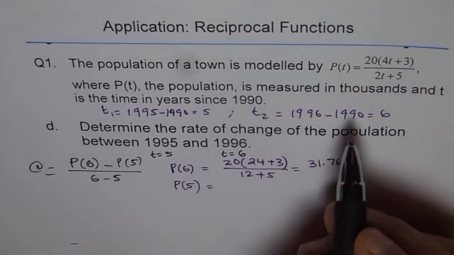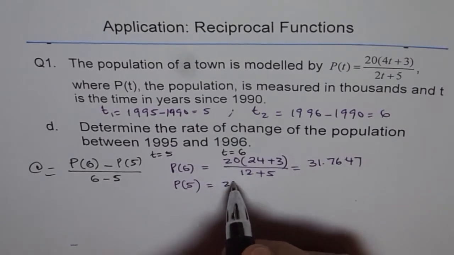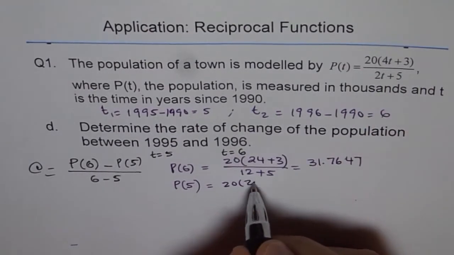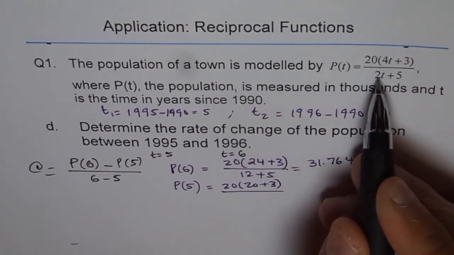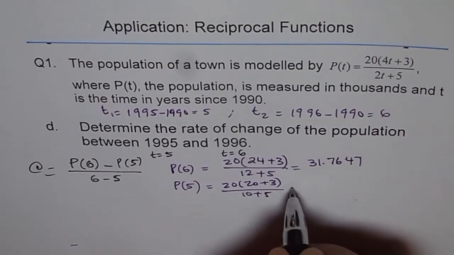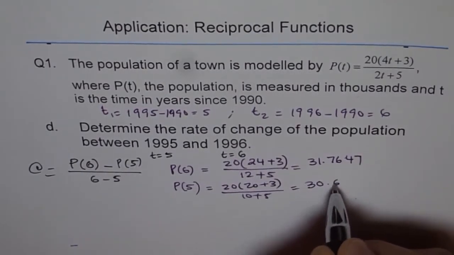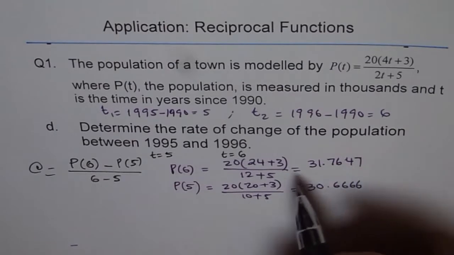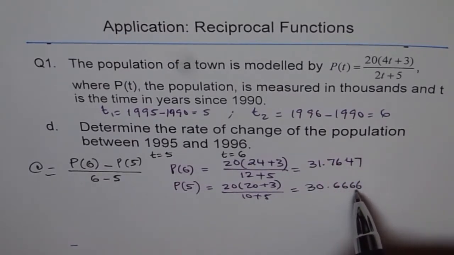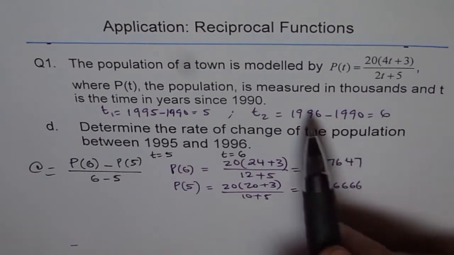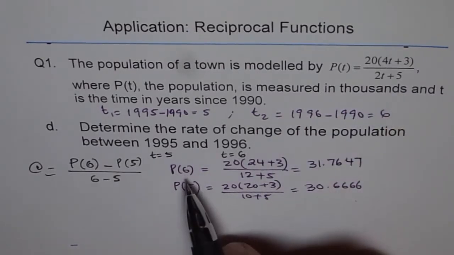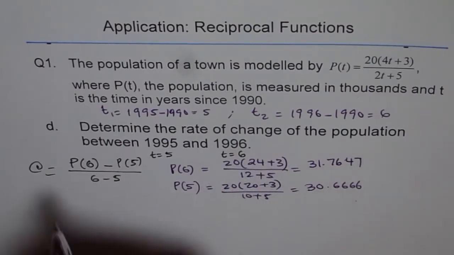Now for 5, I can write 5 there and then calculate. So we get 20 times (4 times 5 is 20, plus 3) divided by (5 times 2 is 10, plus 5). So we have 20 times 23 divided by 15. And that gives us 30.6666. So as I was saying before, we should take at least 3 decimal places. I've taken 4, that's fine, because the population is in thousands, right? So we got the values of P6 and P5.